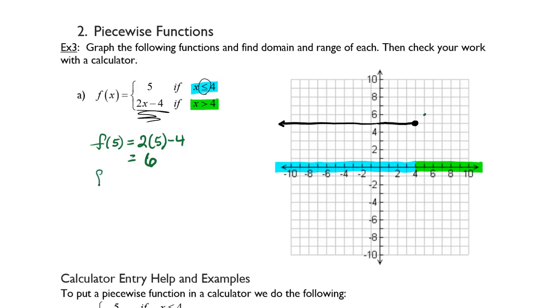Now let's try f of 6. For f of 6, I will have 2 times 6 minus 4. 2 times 6 is 12, minus 4 is 8. So at an input of 6, I will have an output of 8. Now you can start seeing by connecting these dots that your rise is 2 and your run is 1.